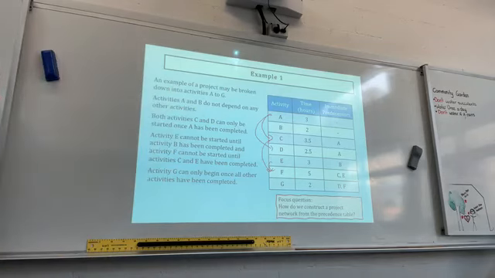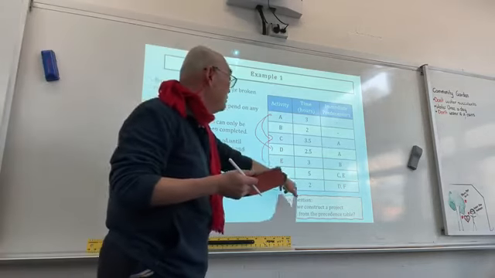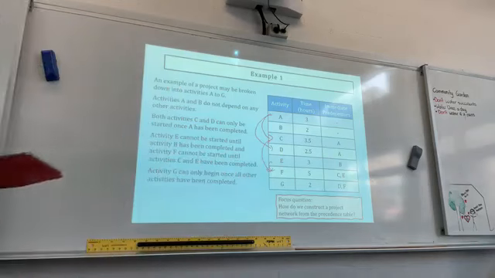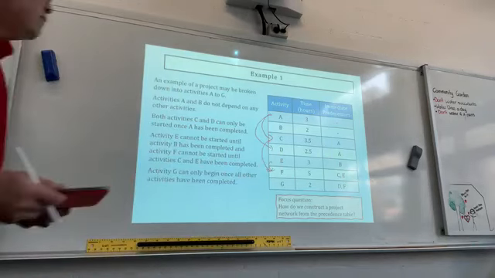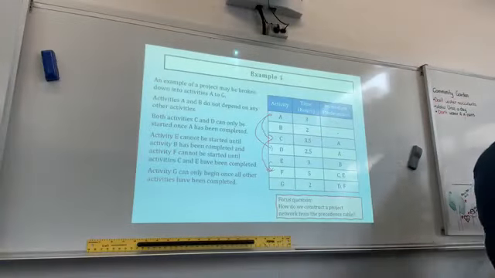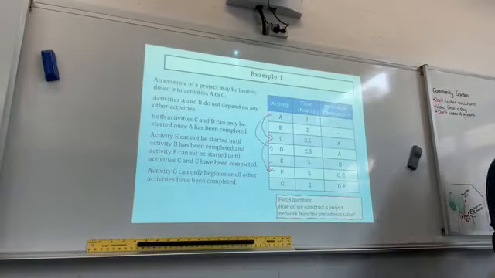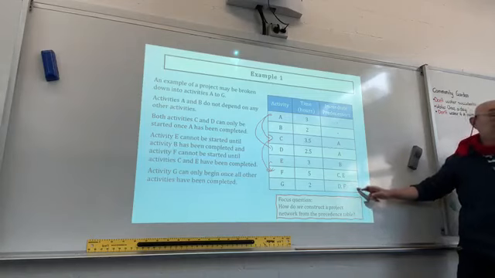And finally, if you look at something like G, the predecessor is D and F. Now, what happened is, from here, is G a predecessor to anything?